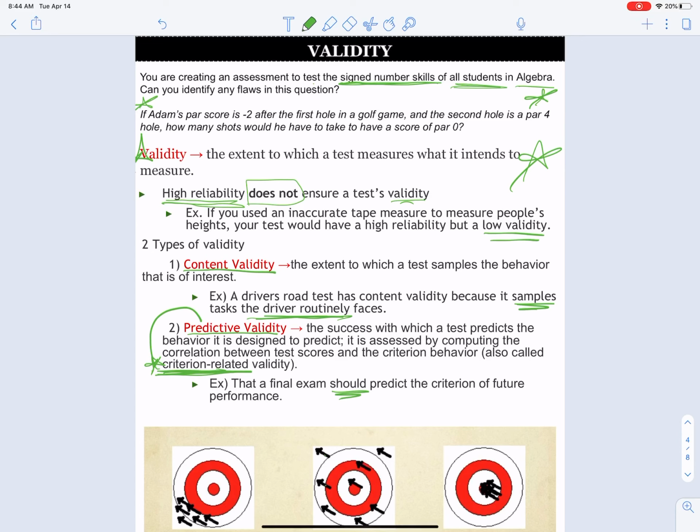If Adam's par score is -2 after the first hole in a golf game, and the second hole is a par 4 hole, how many shots would he have to take to have a score of par 0? Now, for some of you, this may seem like you have no idea what they're talking about. And that's why this is a good example of an attempt to assess a skill, but actually it being impacted negatively and biased because people may not understand the rules of the game of golf. And if that has compromised your assessment of people in their signed number skills, then that test is not valid.